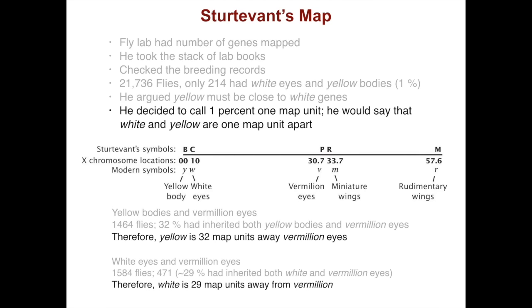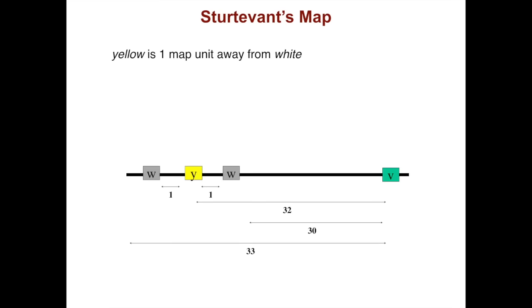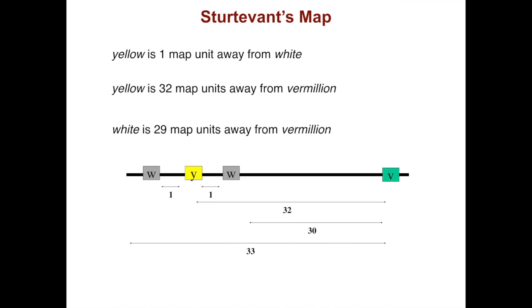So how are you going to put all this together into a genetic map to figure out the position of these genes on the chromosome? So we know that yellow is one map unit apart from the white gene, and that yellow is 32 map units apart from vermilion, and white is 29 map units away from vermilion. If you're wondering what side of yellow white is on, it cannot be on the left side of yellow. White has to be between yellow and vermilion.